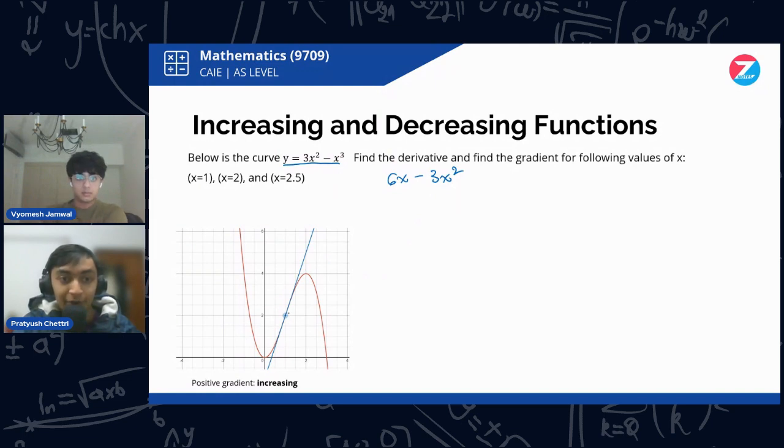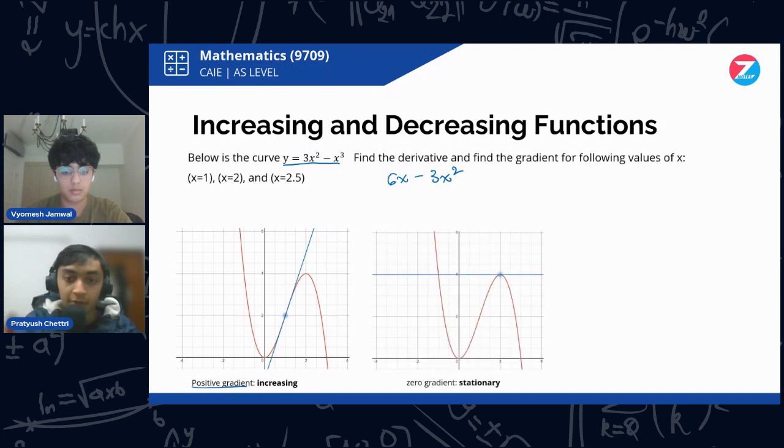At point x equals 1, our gradient is a positive value, and that means the curve is increasing. It's going up. We always look at it from left to right. If it's going up, it's a positive gradient. If it's going down, it's a negative gradient, and a gradient is just a derivative. So if the derivative is positive, going up. Derivative is negative, going down. What if the derivative is zero? That means it's neither going up nor down. It's stationary. The slope is zero.